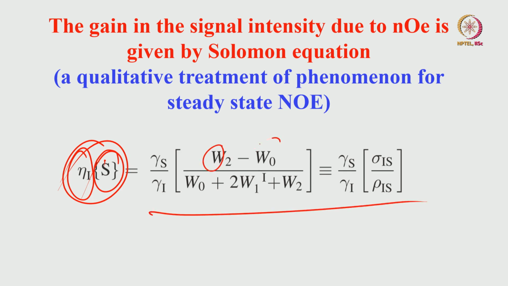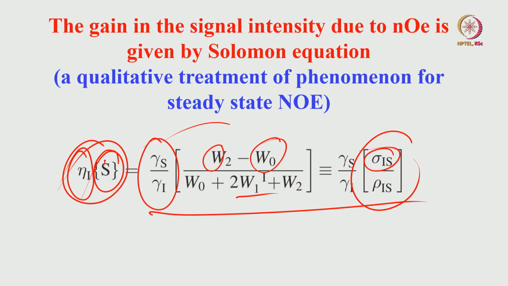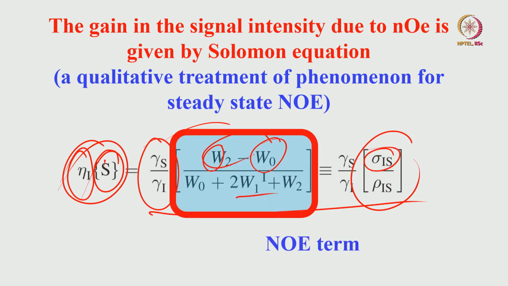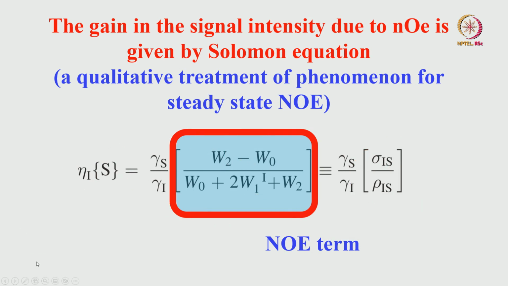W2 and W0 we already said are the relaxation pathways. W1, these are the transition probabilities, relaxation probabilities. And this in short form is written like this, W, gamma S and gamma I into this range. This is called cross relaxation. This is an NOE term first of all. Whatever the entire term given in the bracket is an NOE term.